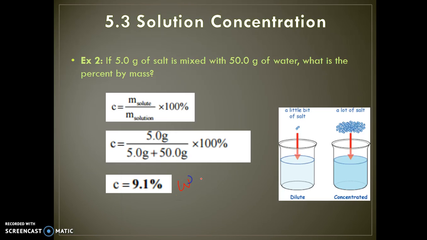weight, and you have to express what's happening here, because 9.1% doesn't really tell me much. It's weight per weight. I need to include those units in there. And it's weight per weight because this is expressed in grams, and the numerator and denominator are both expressed in grams, so it's weight.